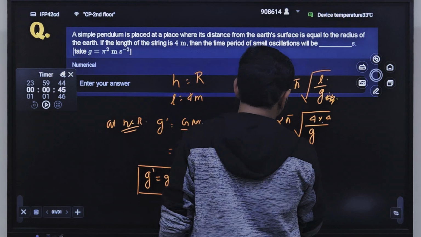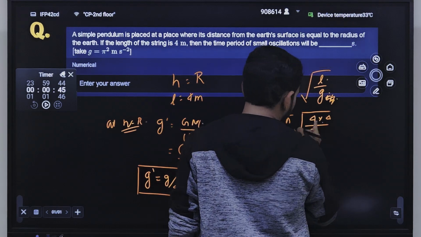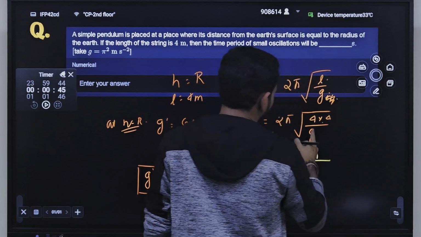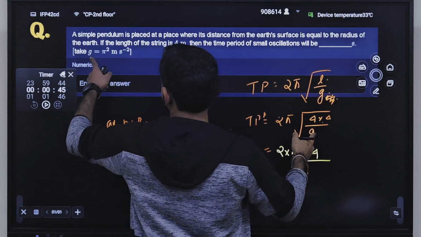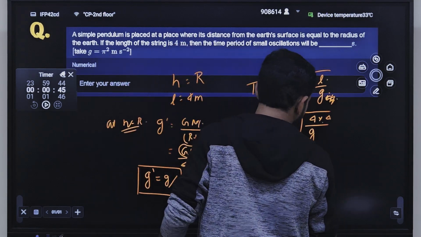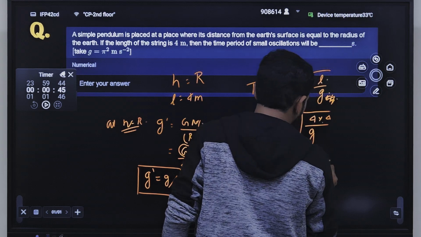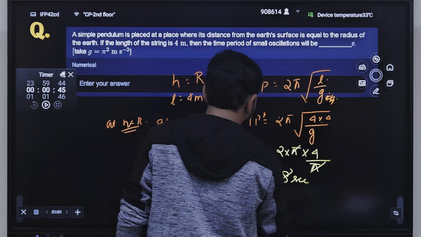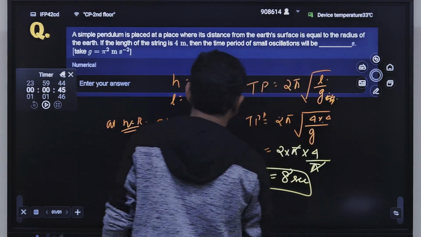Time period 2 into pi. This 4 divided by 4 will be coming out of the square root. That is 4. And root under G. G is given as pi square. When it is coming out of root, it is equal to pi. Pi cancels. What is your answer? 8 seconds. Time period is nothing but equal to 8 seconds.